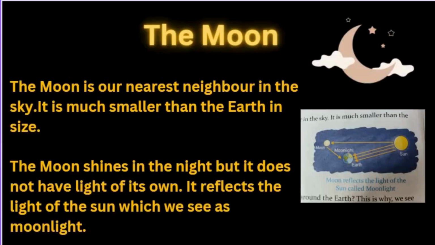Night time is there. Now the moon is our nearest neighbor in the sky. It is much smaller than earth in size. The moon shines in the night, but it does not have light of its own. Moon does not have its own light, but it shines in the night because it reflects the light of the sun, which we see as moonlight. So where does the moon get the light? Moonlight is the sunlight reflection. Okay, that is called the moonlight.